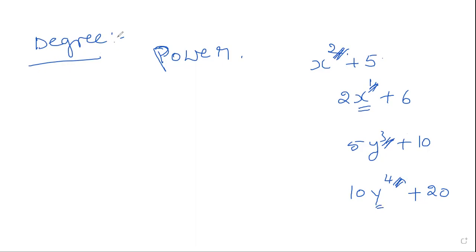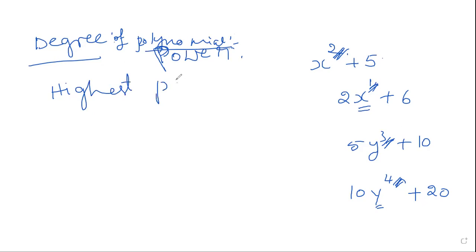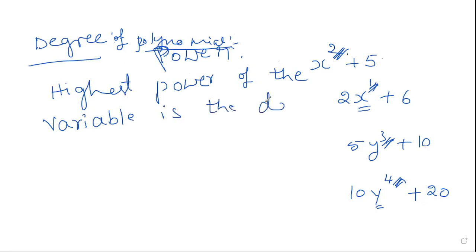So what is the degree of a polynomial? Degree is nothing but power. The degree of the polynomial is the highest power of the variable.